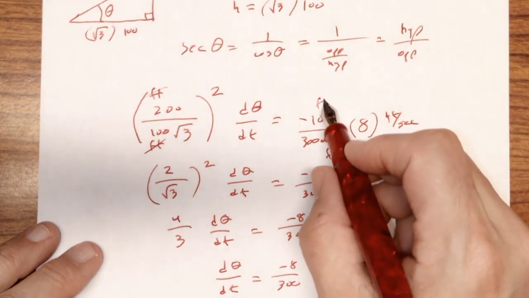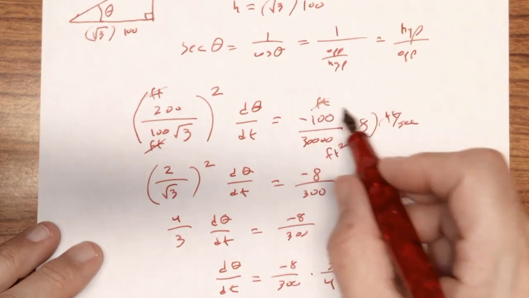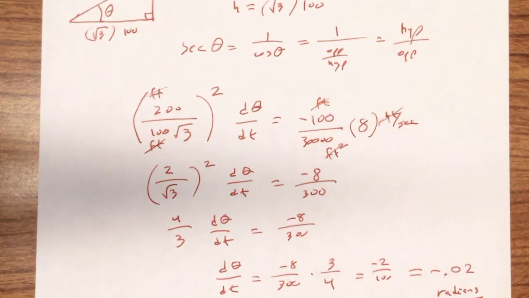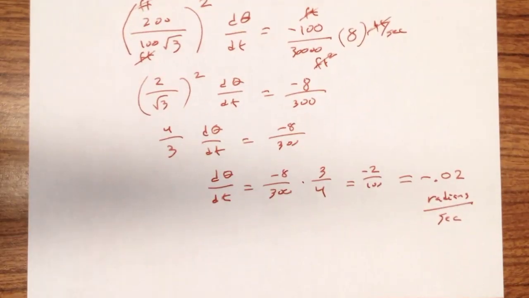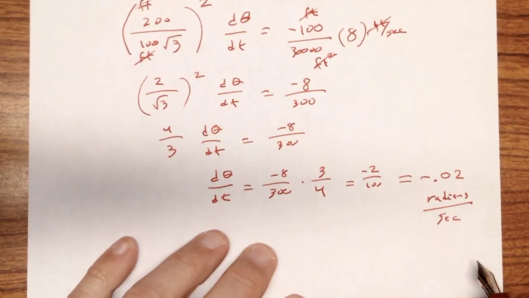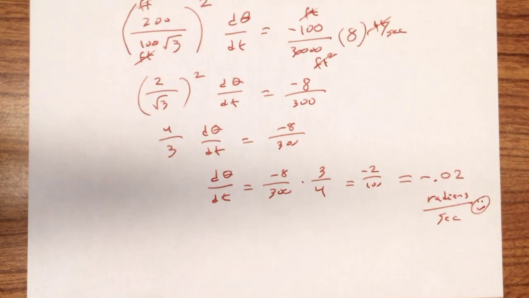That was in feet. So I have feet squared canceling with feet. I just get per second. And that makes sense because radians are technically without a unit. This is per second. This is the right unit.